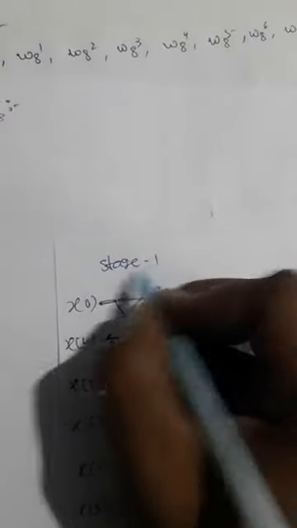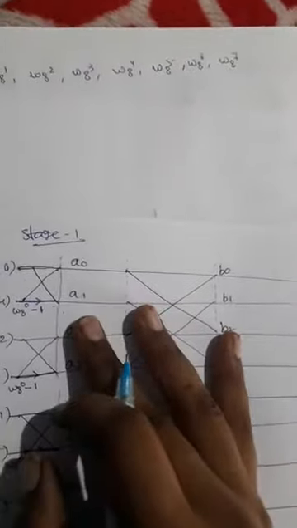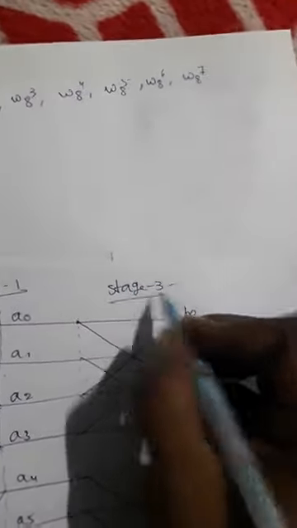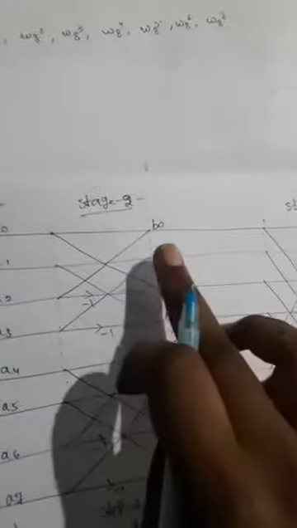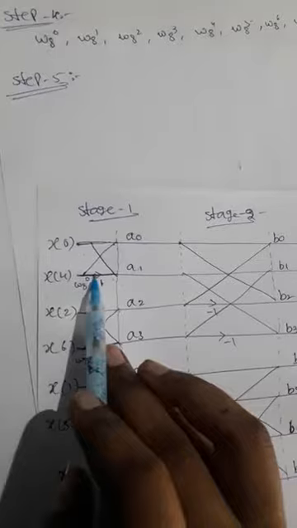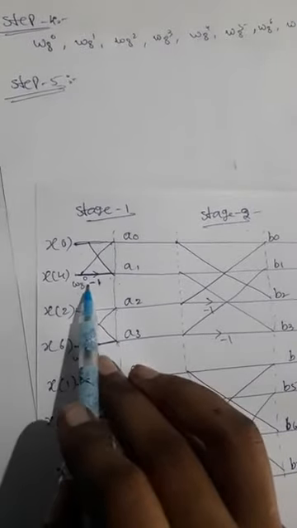Here stage 1 outputs are mentioned as A0, A1 and so on, A7, and stage 2 outputs are mentioned as B0 to B7, and stage 3 outputs are mentioned as x of 0 to x of 7. Okay, for stage 1 we will multiply W8 to the power of 0 in each base of the butterflies for the first stage.